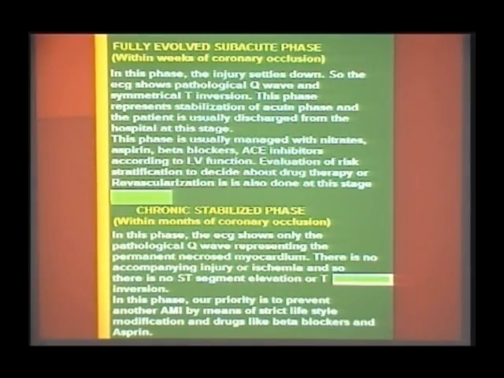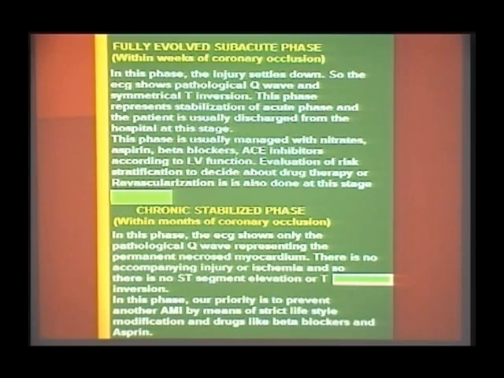Now we go to the next stage, the fully evolved subacute phase. In the fully evolved subacute phase, what's happening is you are giving the treatment very nicely. You are giving heparin and the patient is made to rest and all infarct limiting drugs are given: the aspirin, ACE inhibitors, beta blockers. So the fully evolved subacute phase is after a week. Because you are giving heparin, antiplatelet and so on, there is some amount of restoration of blood flow, opening up of collateral arteries.